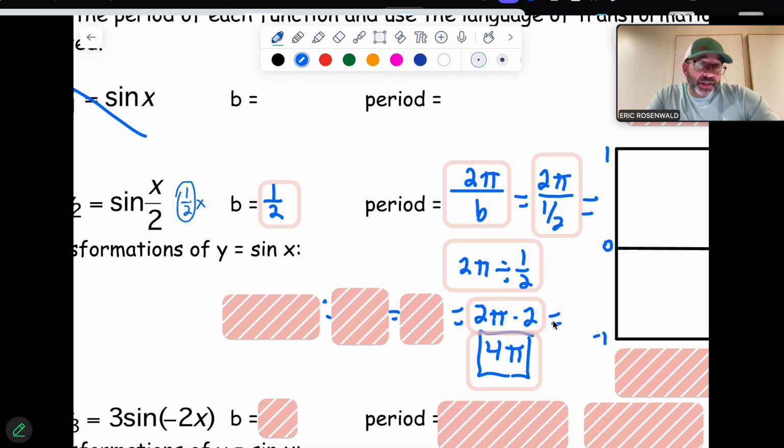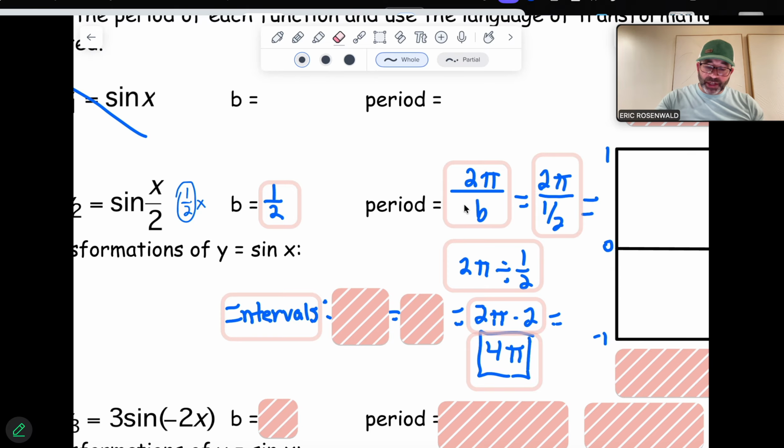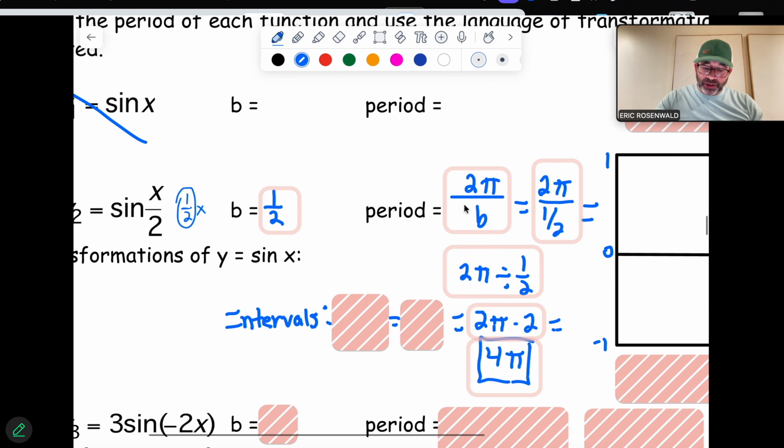So it used to take 2 pi to get through it, but now because I did the division by 1/2, it gets that reciprocal effect. It actually ends up leading to 4 pi for the whole period. So that means it's now going to take me 4 pi to get through an entire wave. And look at what we're going to do here. We're going to take this 4 pi and create intervals. Okay? An interval is how much space is going to be between each and every one of my values as I move along this.